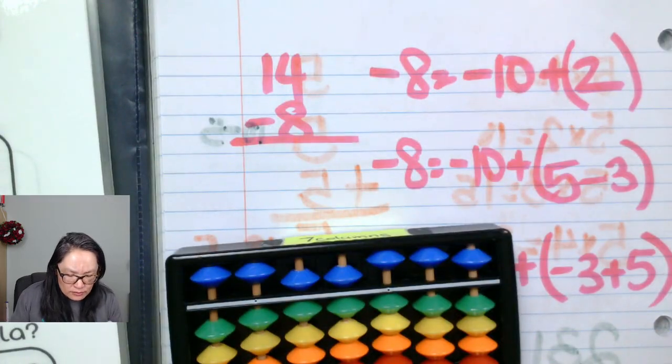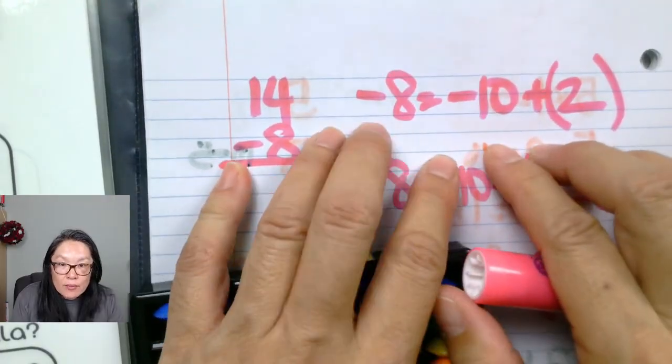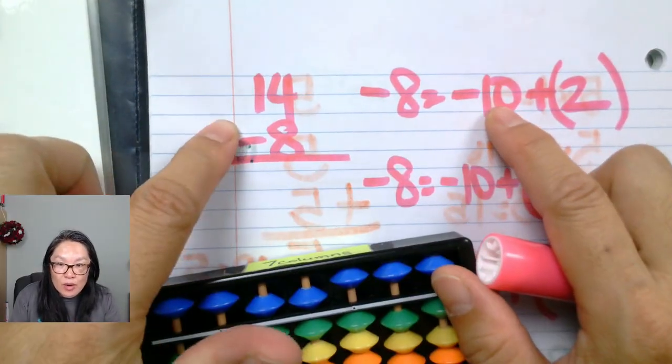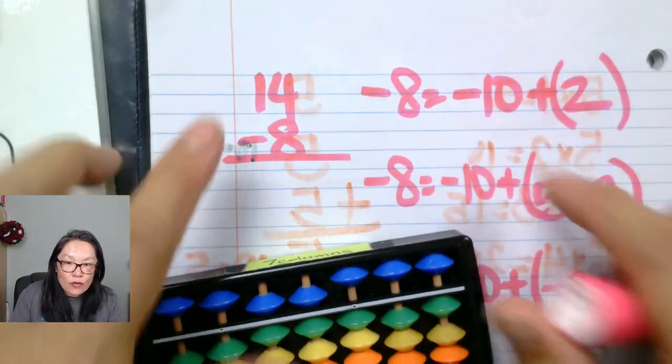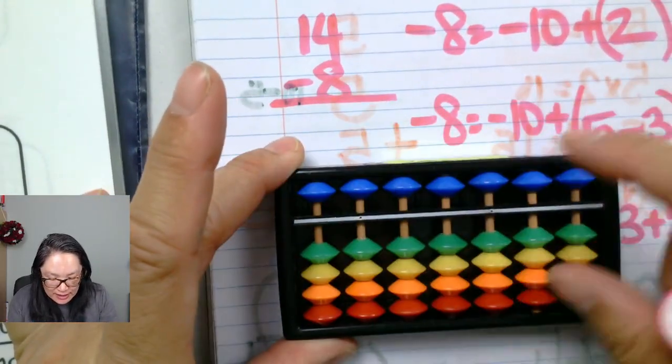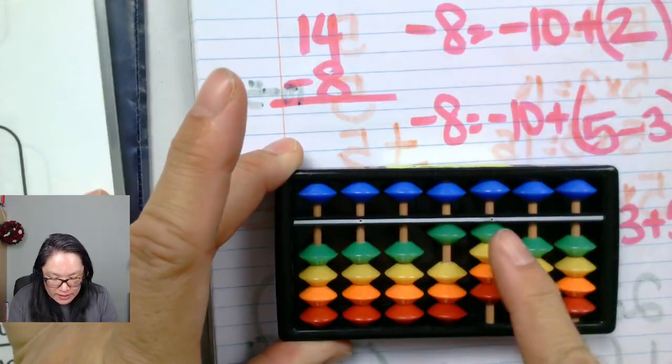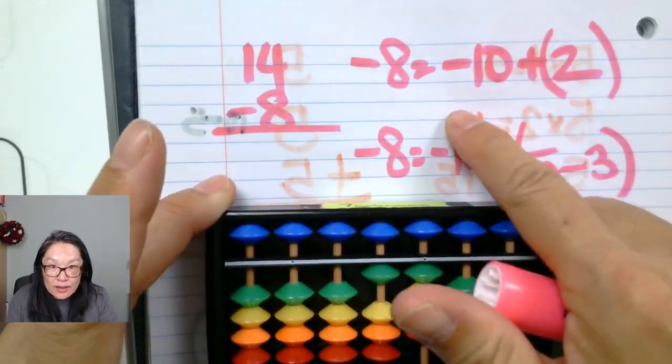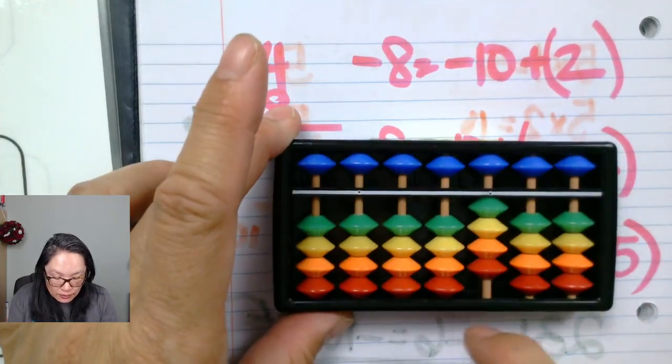What's the formula? Oh, this is the formula. Minus the 8 is equal to, because we're doing this problem, 14 take away 8. When we do 14 take away 8, take away 8 is what? Minus the 10 plus the 2.